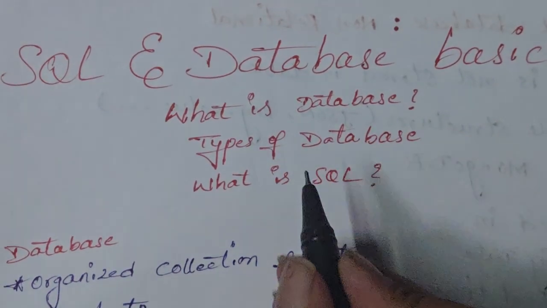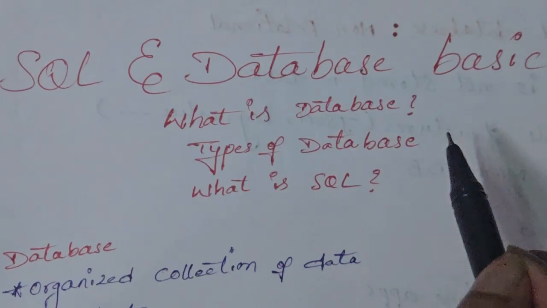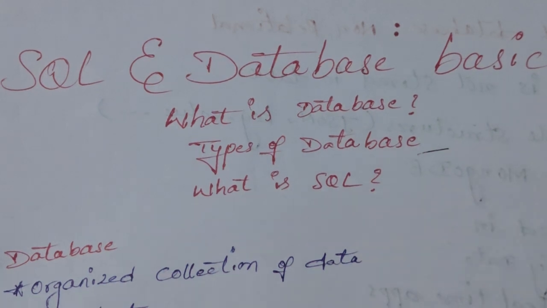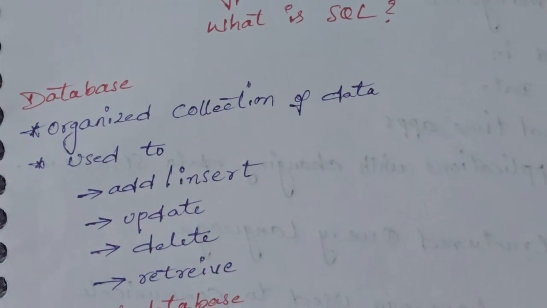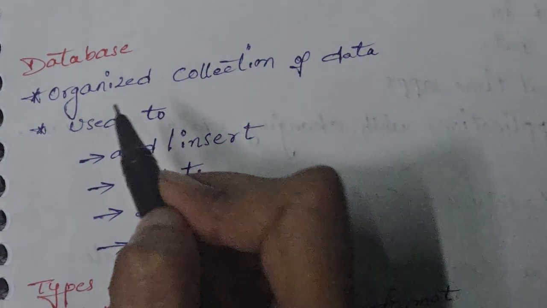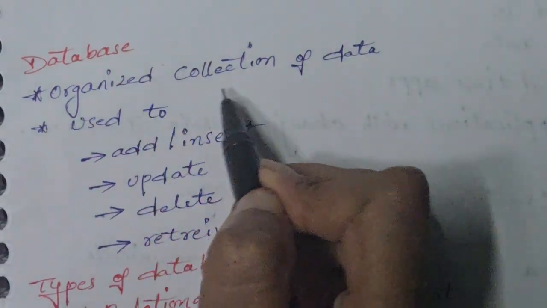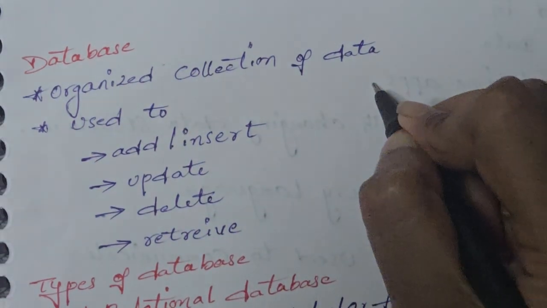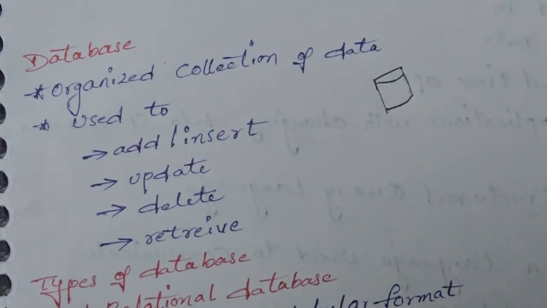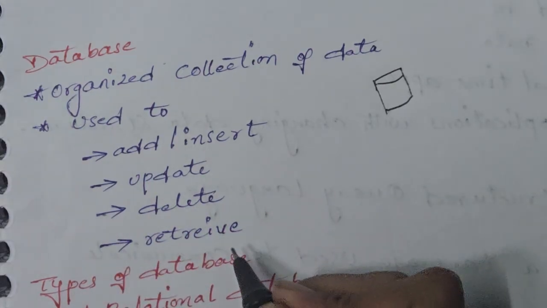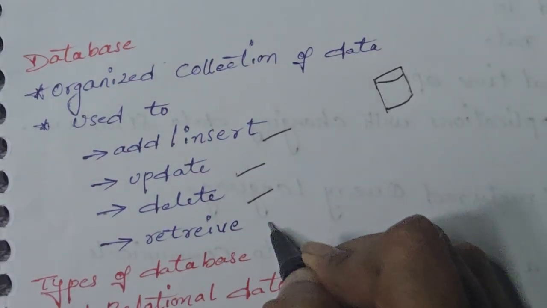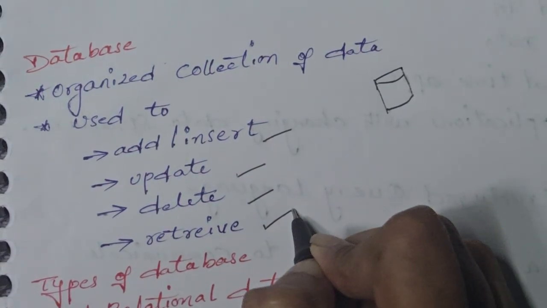Okay, let's get started. In this video, my main intent is to cover what is a database, the types of databases, and what is SQL. So first we will see what is a database. A database is an organized collection of data. A database is nothing but a place where you can store all your data. It is mainly used to add or insert your data, update your data, delete your data, or retrieve the data from the database.